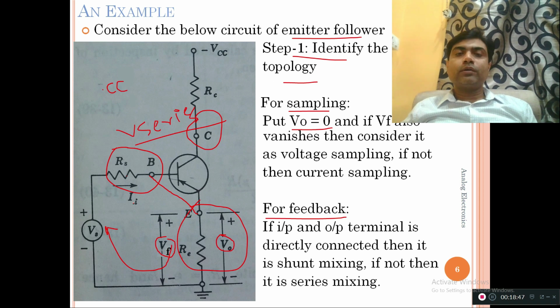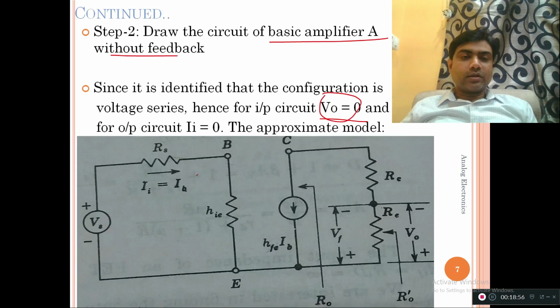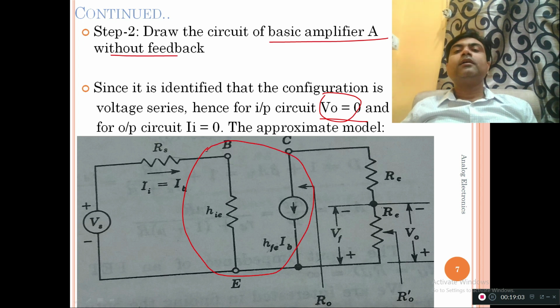And what kind of components are available in the input circuit? This is the Vs, this is the Rs, and this is the basic amplifier A. So you can see from here, this is the Vs, this is the Rs, and the amplifier A is replaced with the model that is known as the H parameter model. So this H parameter model we have used, this model is an approximate model. I will come to it later, just after discussing the output circuit.